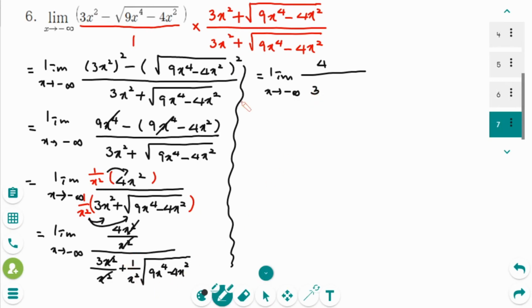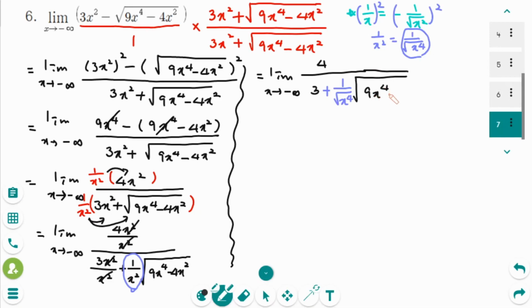And this one. Do you remember when x approaches minus infinity? 1 over x is the same as minus 1 over square root of x squared. Then square each side. The left side is 1 over x squared. The right side is 1 over square root of x to the power of 4. So this one can be written like this. This is 4, 3, and expand. This one is 9 minus 4 over x squared.